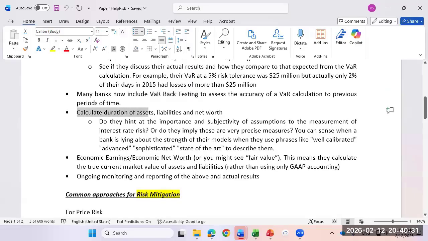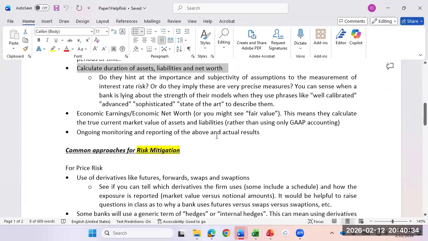I doubt your firms do this, or if they do, they're not going to tell you about it. The duration of assets and liabilities, like we're doing on our balance sheet immunization problem, I doubt they're going to do that. At USAA, we did calculate the duration of those, but we probably would not have reported them outside because they're pretty subjective numbers. But look and see if they say anything like that. They might use terms about very sophisticated state-of-the-art models. Who knows how they call it. See if you see the word economic in there, economic earnings, economic net worth.